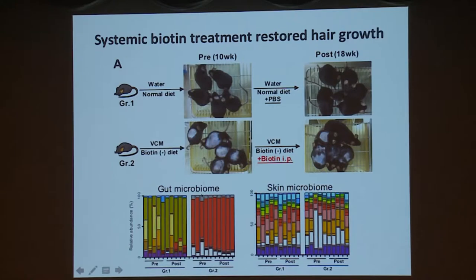Of note, supplementation of biotin in vancomycin-treated mice fed a biotin-deficient diet can reverse established alopecia symptoms in this PF condition. We also confirmed that the composition of microbiota did not change following systemic biotin supplementation, suggesting that biotin supplementation bypassed microbial dysbiosis and rescued hair physiology.